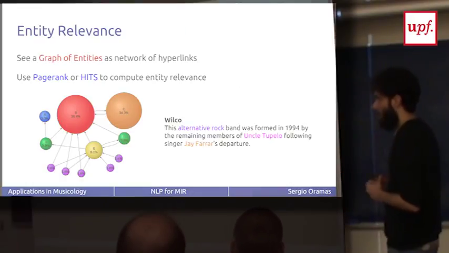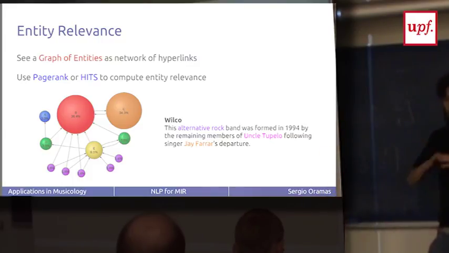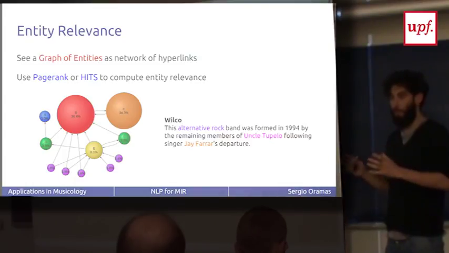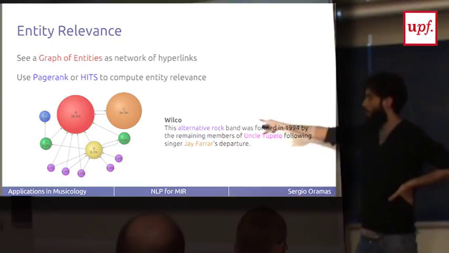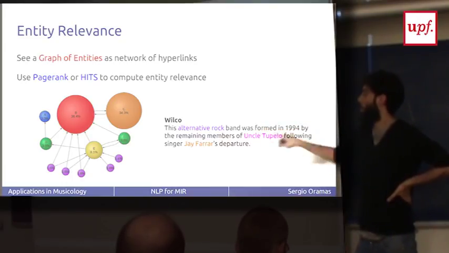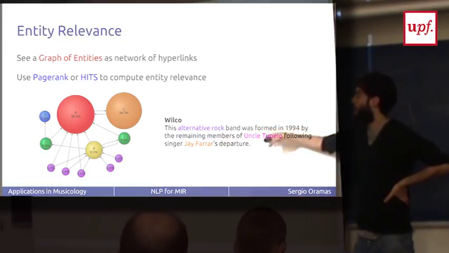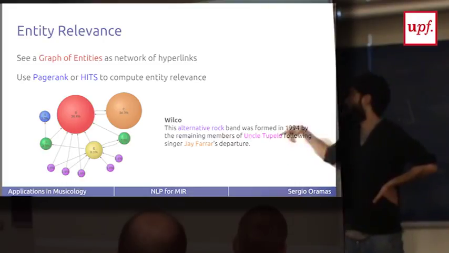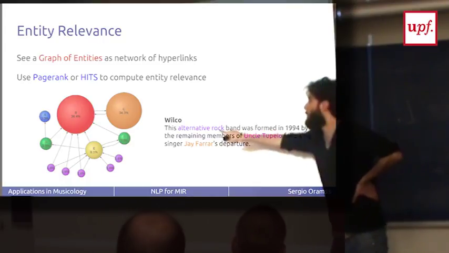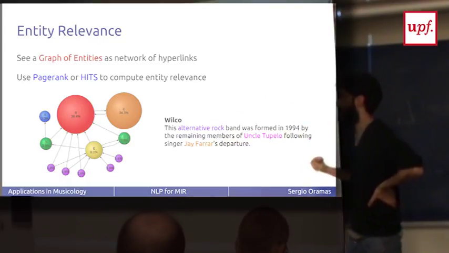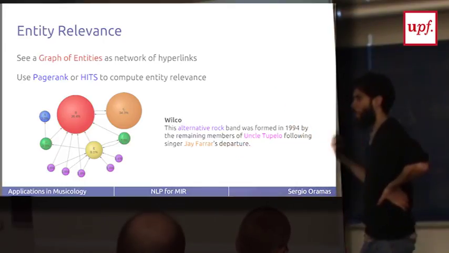So entity relevance. If we build a graph of entities, as the one I explained before, we apply entity linking to every document, and we create this graph connecting all the entities. So for example, remember the biography of Wilco, we build the graph Wilco to alternative rock, Anker to Pelo, JFRR. You can imagine that these are hyperlinks. If you click here, you go to the Anker to Pelo biography. Or if you click here, you go to the description of alternative rock. If you click here, you go to the JFRR biography. So it's like hyperlinks.